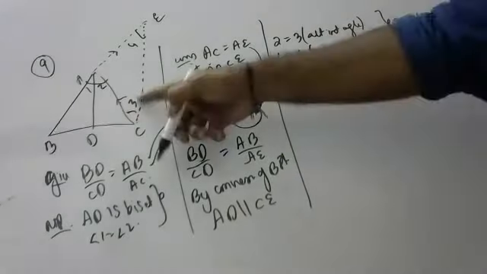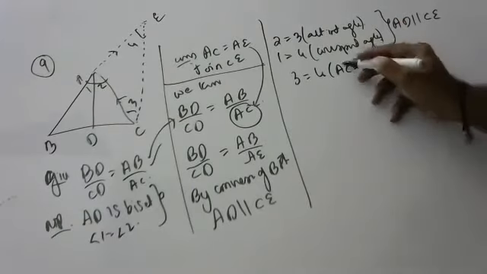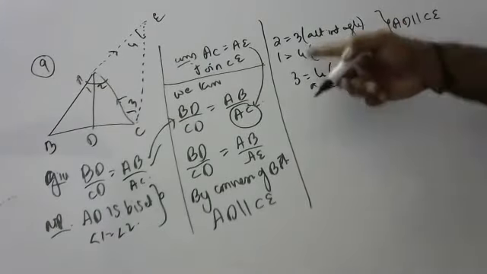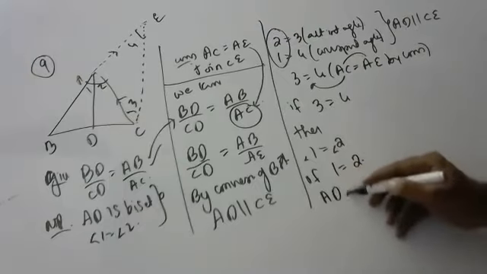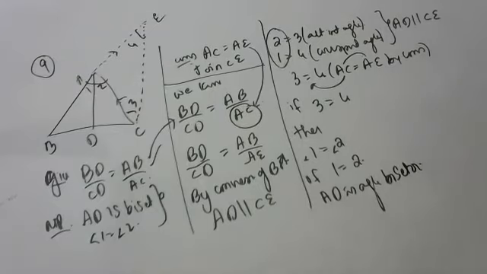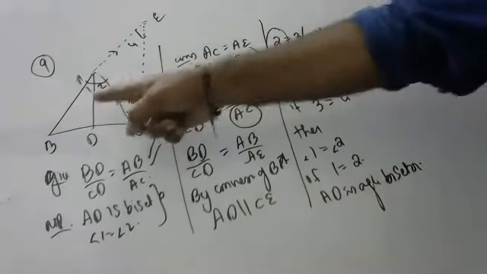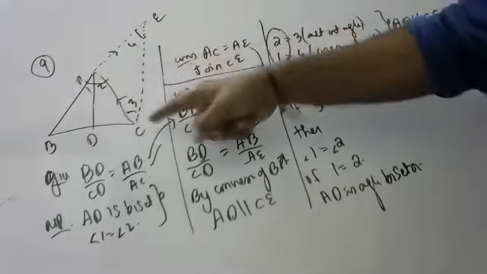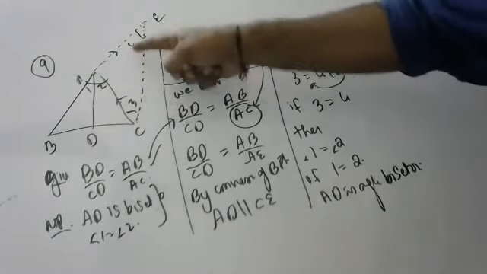Because 1 and 2 are equal? No, AC and AE are equal by construction. AC and AE are equal, so 3 and 4 are equal. If 3 and 4 are equal, then 1 and 2 are also equal. If 1 and 2 are equal, AD is the angle bisector. By converse, we know that these both are parallel. Because these both are parallel, 2 and 3 are equal, 1 and 4 are equal.